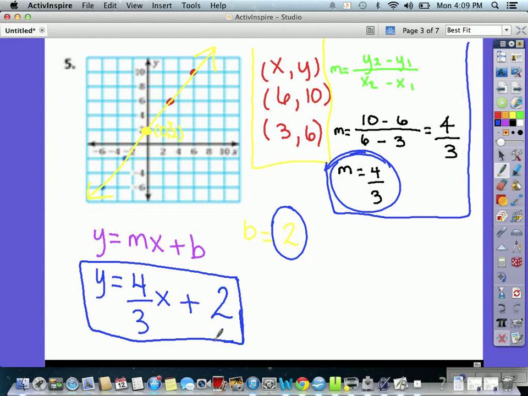That's the work that you do to find it. You find your 2 points. You find your change in y over your change in x. Then you find your slope-intercept. Not your slope-intercept, your y-intercept. And then you want to write it in the equation form.